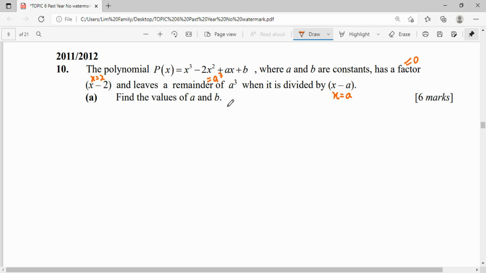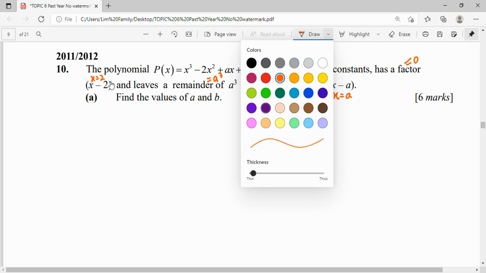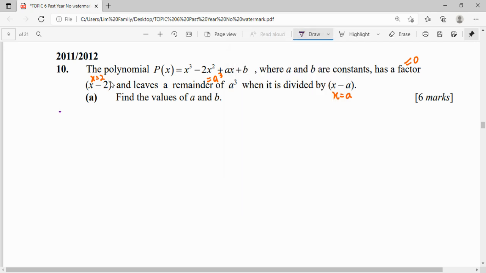Firstly, we write our factor correctly. When we have x equals 2, substitute into the polynomial, and it is a factor, so it will give us the equation equal to 0. Then we substitute our 2 into the polynomial. It will equal 8 minus 8 plus 2a plus b equals 0.